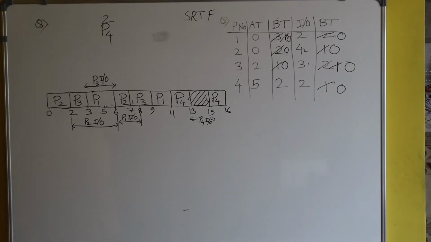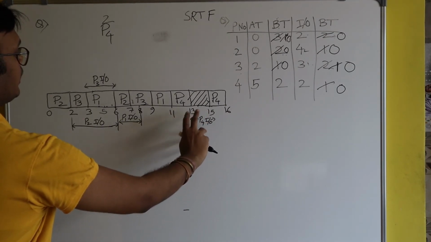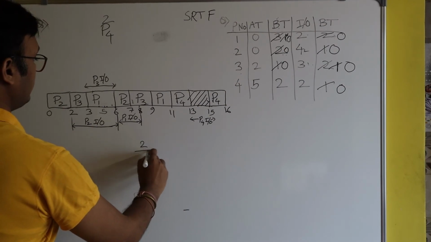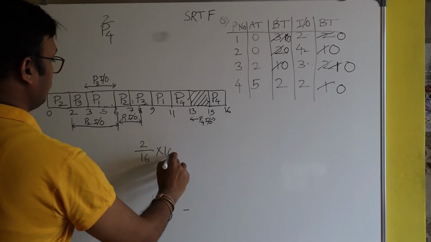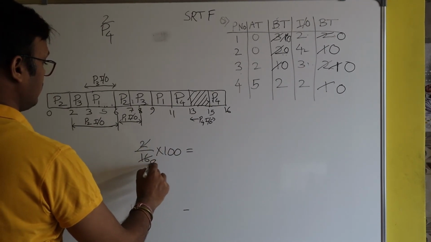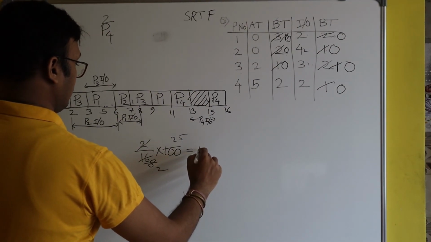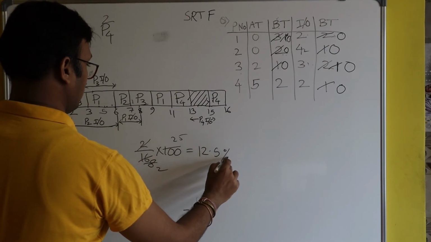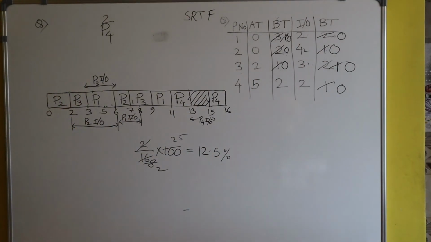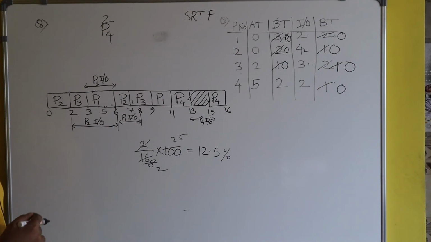If they ask you to find the percentage of time that the CPU remains idle, it's simply, from 0 to 16 seconds, 15 minus 13, 2 seconds idle. That means 2 by 16 into 100. I don't know whether my calculation is correct or not. So the CPU idle time is 12.5%. Okay, it's correct. I hope you got it.